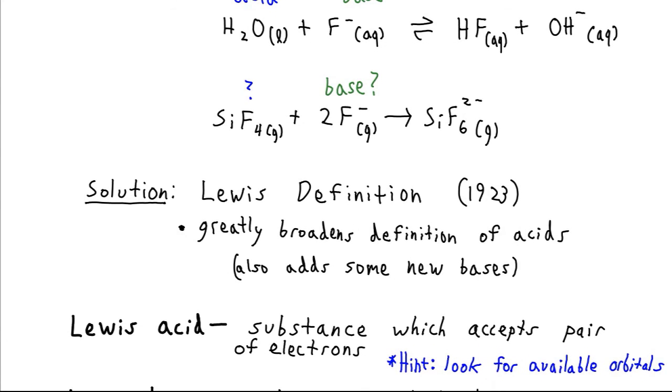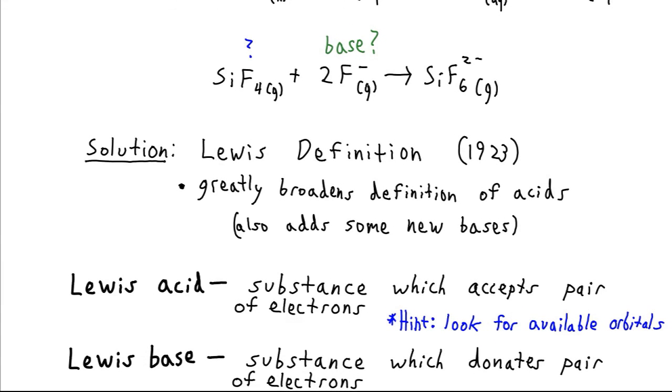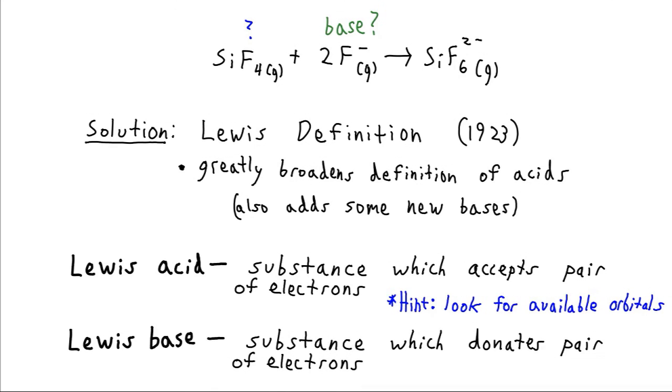So a Lewis acid is going to be defined to be a substance which accepts a pair of electrons. Now, in order to accept those electrons, it has to have an available orbital to stick them in. So that's your hint here: look for something that has available orbitals in it. And there could be any number of reasons it has an available orbital. Being short in an octet is a pretty good one.